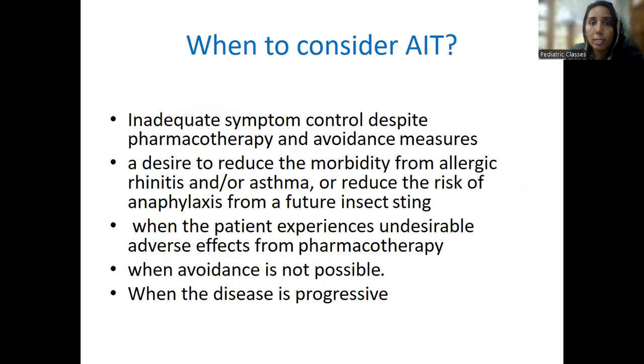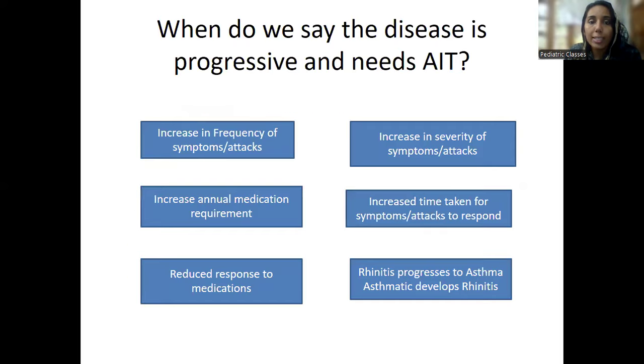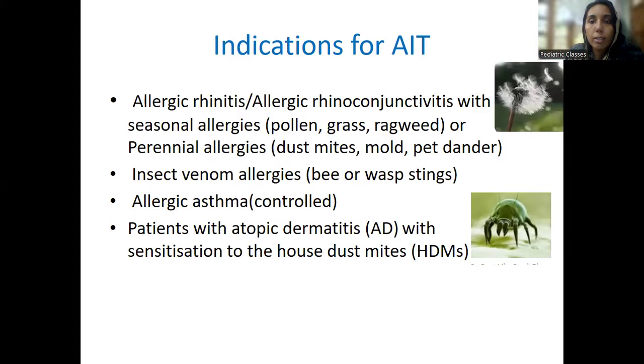And when do I say the disease is progressive? The disease is progressive when there is an increase in the frequency of symptoms, or an increase in the annual medication requirement, or a reduced response to medications, or an increase in severity of symptoms, or they're taking more time for the symptoms or attacks to respond. Or when the patient is having progression of symptoms, for example, an allergic rhinitis patient going on to asthma, or vice versa. So these are the definite indications for allergen immunotherapy.